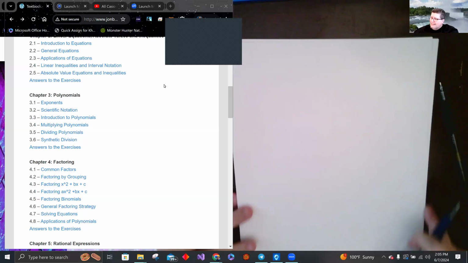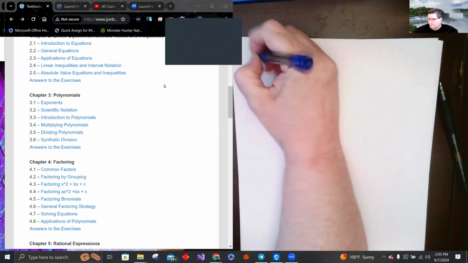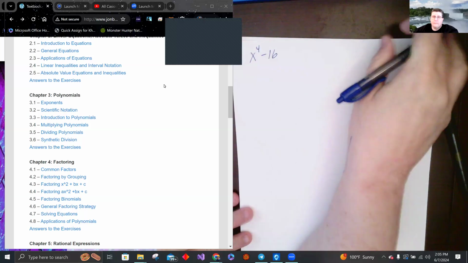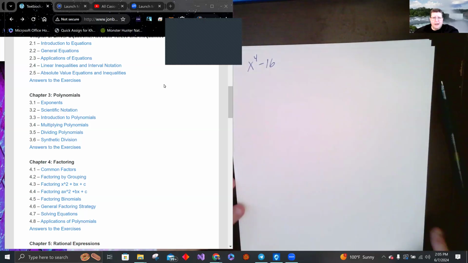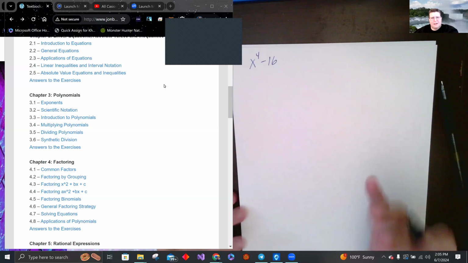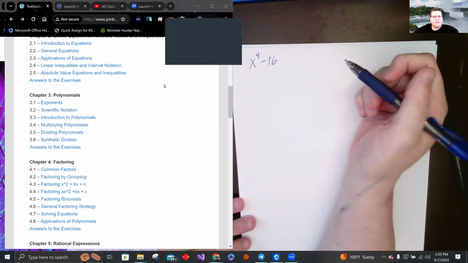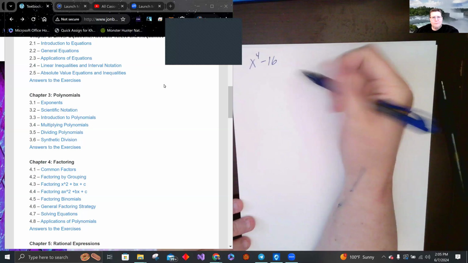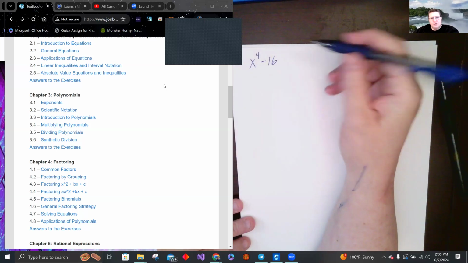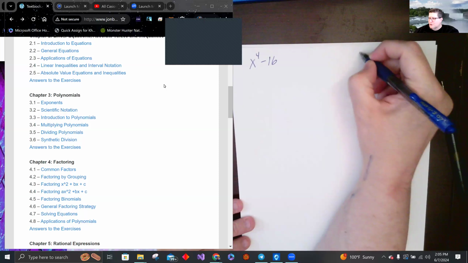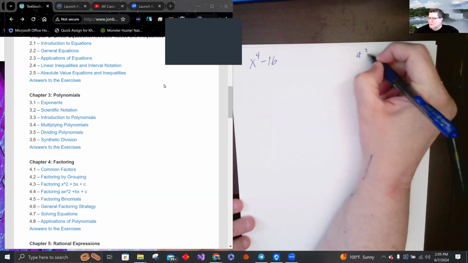x to the 4th power minus 16. We start off, we don't have a greatest common factor because one's just variables and one's just numbers. After that, we count our terms. We have 2 terms, so this has got to be either a squared minus b squared. Since it's a minus, it tells me it's got to be. So if anything, it's looking like that one. We're looking like a squared minus b squared.